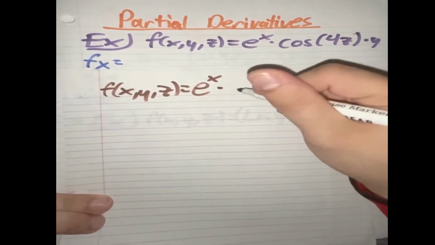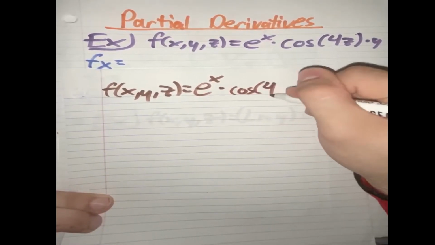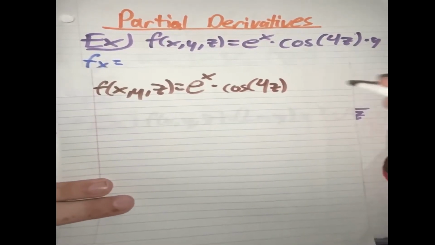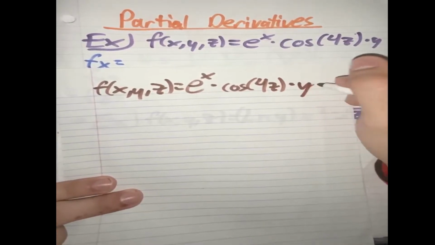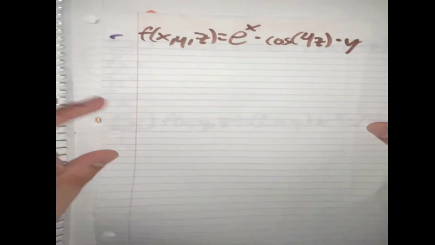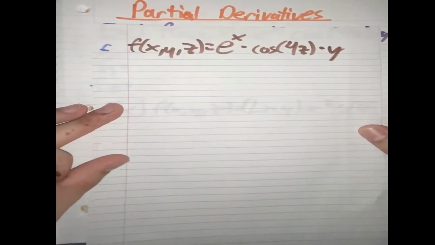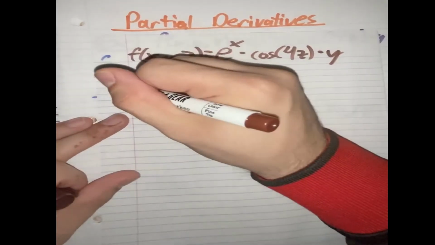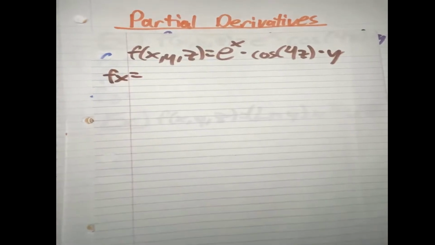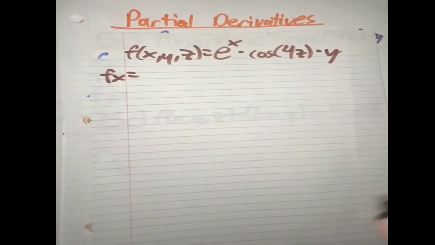So our multivariable function f of x, y, z is equal to e to the x times cosine of 4z times y. So now we're going to go ahead and take the partial derivative of this function with respect to x. So the partial derivative with respect to x.